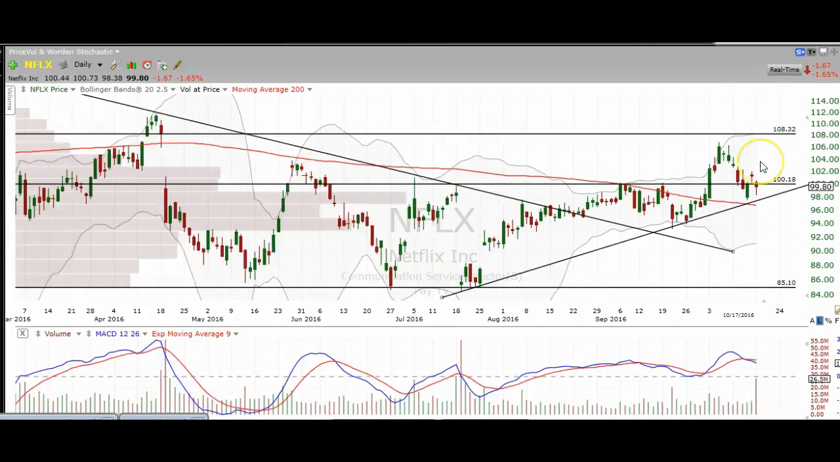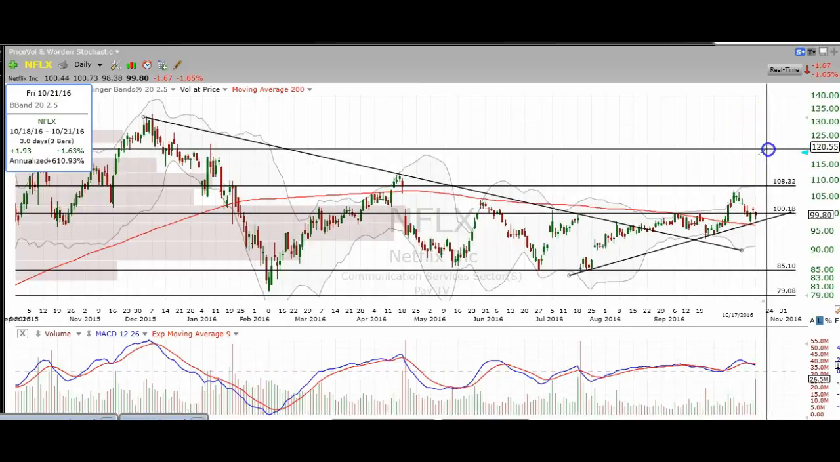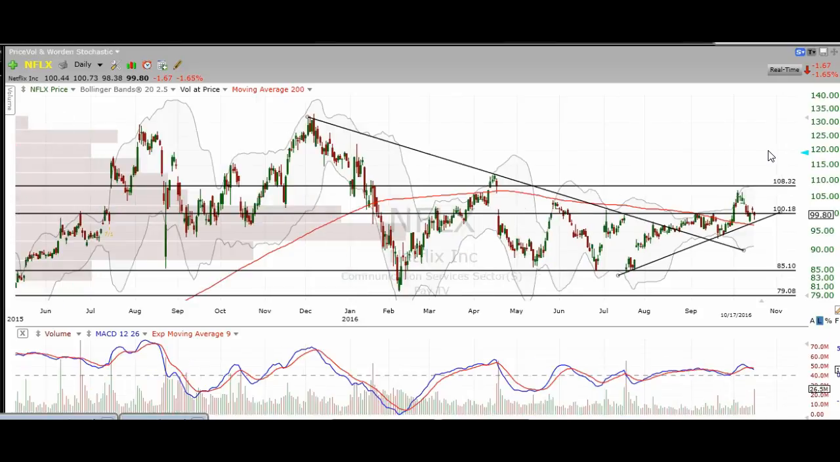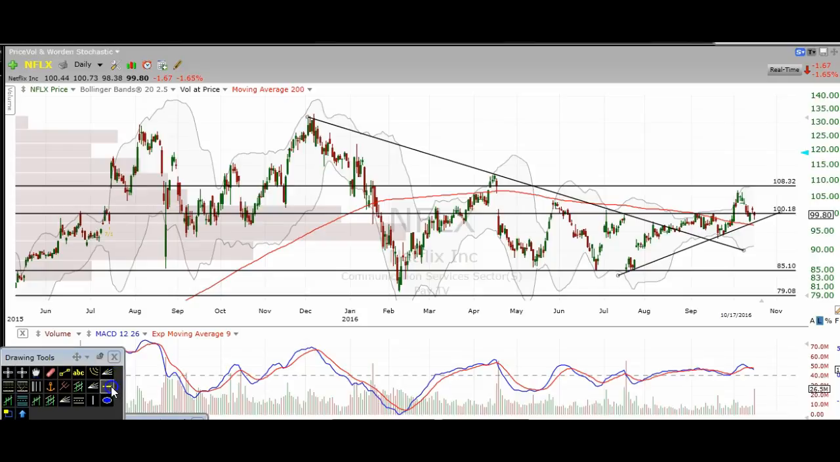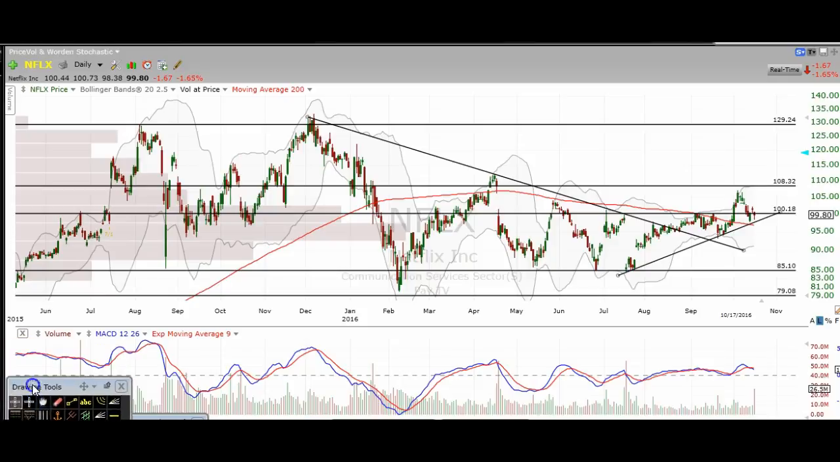to about 119 here on Netflix, and there's not really any big levels up here at 119, but what you do want to look for is a level up here right around 130 or so, 132. So previous high here and here. So that's going to be a level of resistance. We could be heading there. We'll see how it opens tomorrow and the kind of action that we see. But that's the nearest resistance here on Netflix that you want to be aware of.